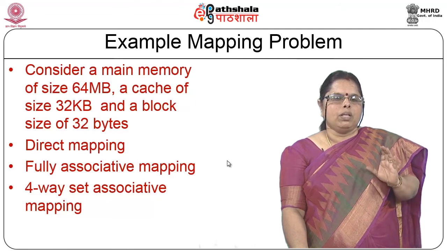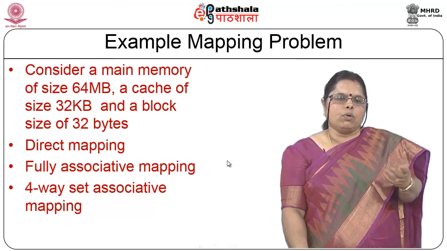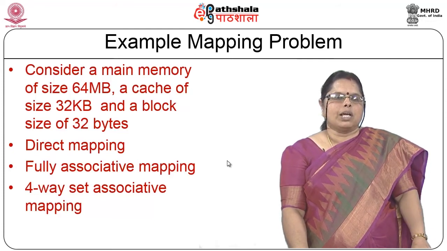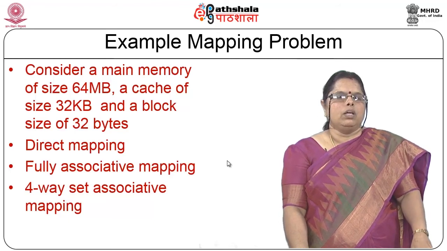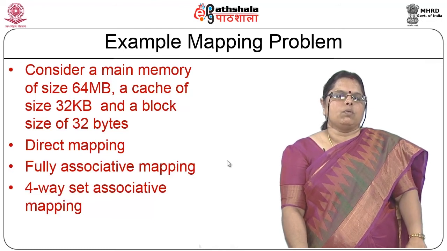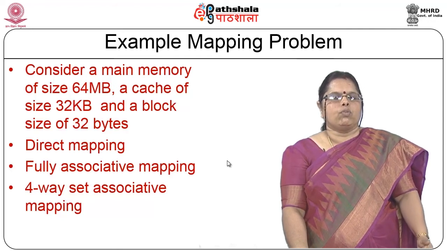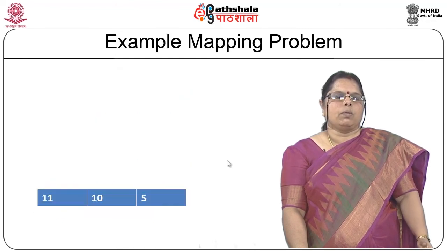So, the main memory size will help you decide on the number of bits that make up your main memory address, and based on the block size you should be able to decide how many blocks are there in main memory, and based on the cache size and the block size you should be able to decide on the number of blocks in cache. Let us assume that we are going to look at direct mapping or fully associative mapping or 4-way set associative mapping. In each of these cases we will see how the mapping is done.